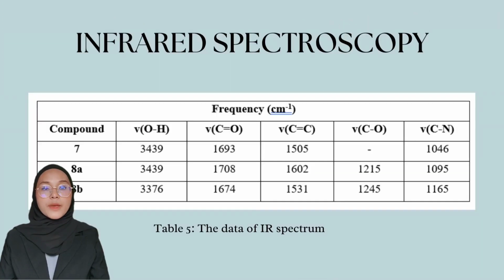Next, for infrared spectroscopy interpretation, we can see that all the important functional groups have been analyzed. The hydroxyl group with a broad peak will appear in the range between 3000 to 3700.